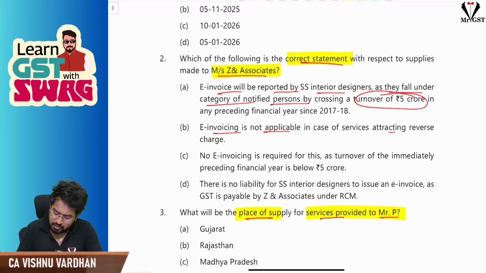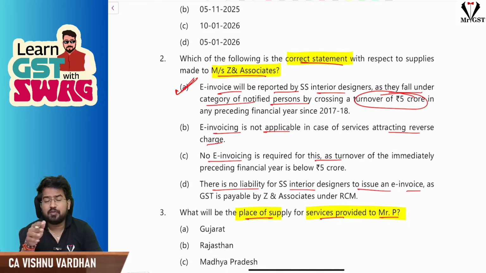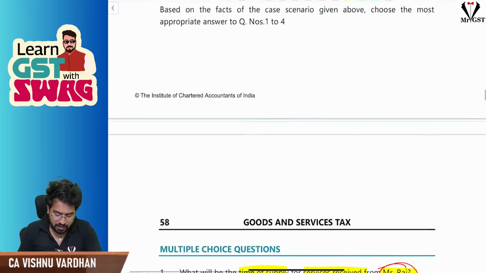Not applicable because RCM. No, it is not like that. No e-invoicing. No, it is not like that. There is no liability for tuition. So once e-invoice provisions are applicable for you in any preceding financial year from 17-18, greater than 5 crores, yes, you should follow e-invoice provisions even though the supply is covered under RCM. So correct statement is statement A.